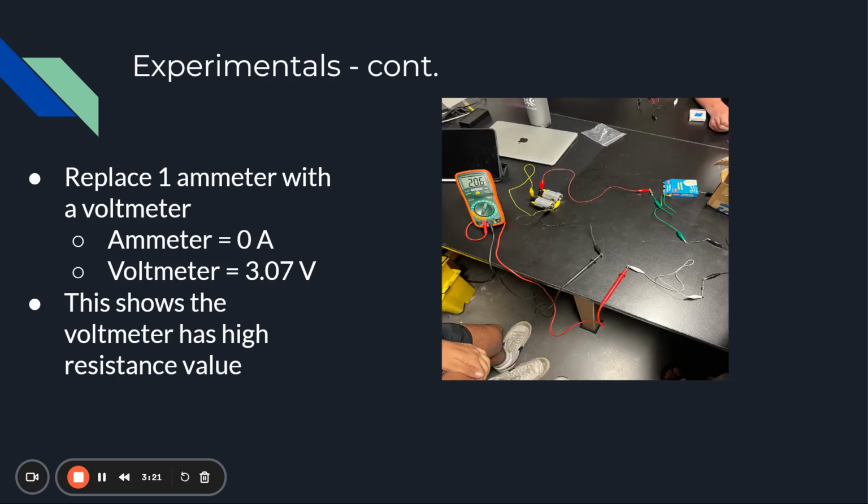And the next experiment was where we replaced one ammeter with a voltmeter. We saw that in the ammeter we got 0 amps, but in the voltmeter we got 3.07 volts. This shows that the voltmeter has a high resistance value.